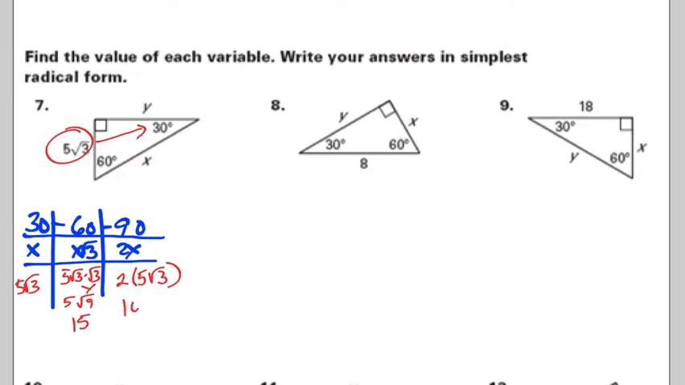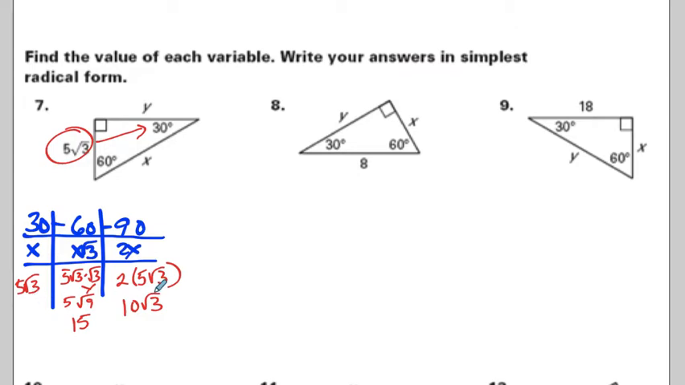2 times 5 is 10, so it's going to be 10 root 3. And I know 10 root 3 doesn't necessarily look like it's more than 15, and it is the hypotenuse, and it has to be the longest. And so 10 root 3, if you wanted to type it in the calculator, you'd get 17.3 something something. So it is the longest measurement, even though it doesn't quite look like it here.